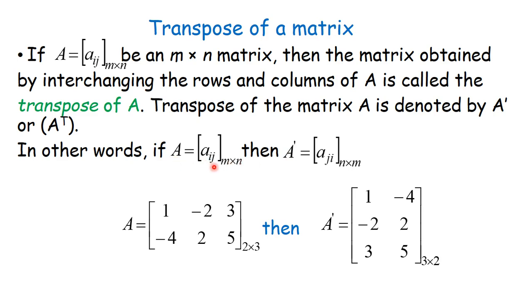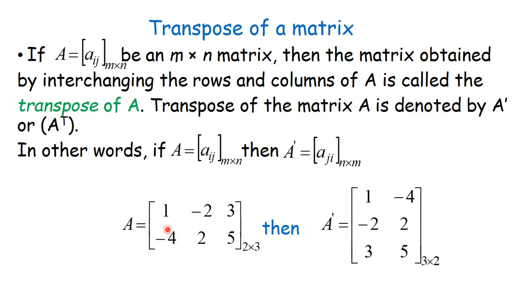If your matrix A is of order m by n, then your transpose matrix will have the order n by m. So rows are interchanged into columns. Similarly, the elements will be interchanged. Means a_ij will be interchanged to a_ji.